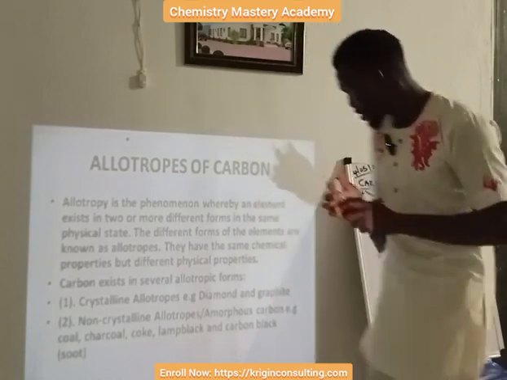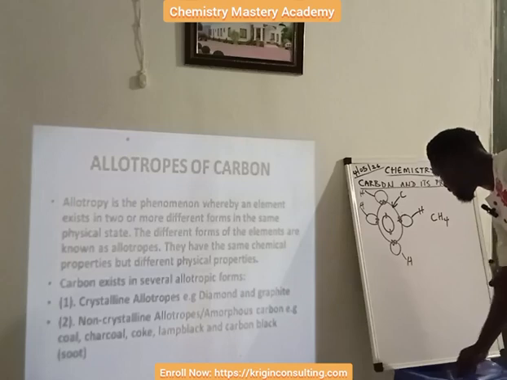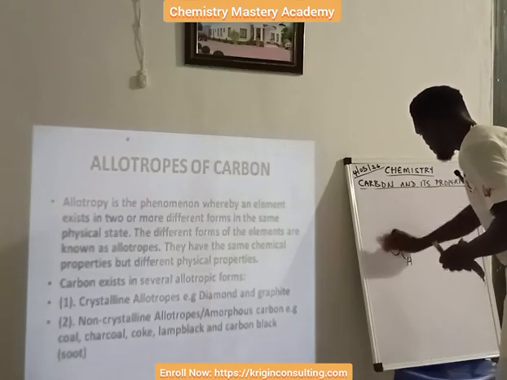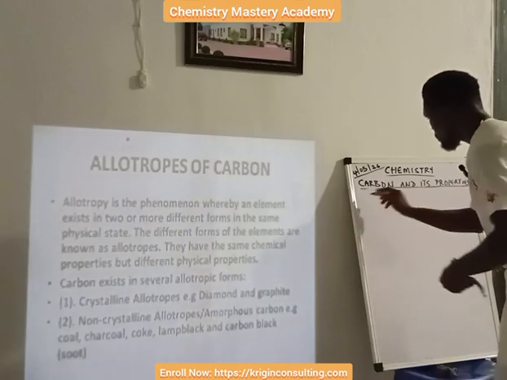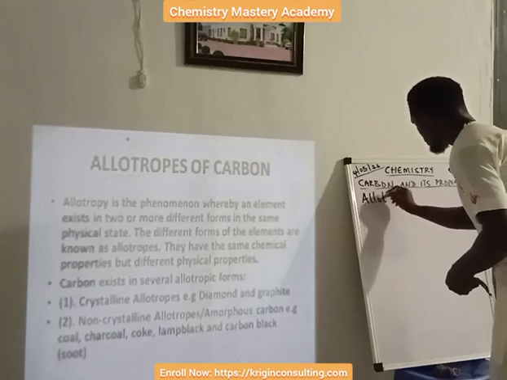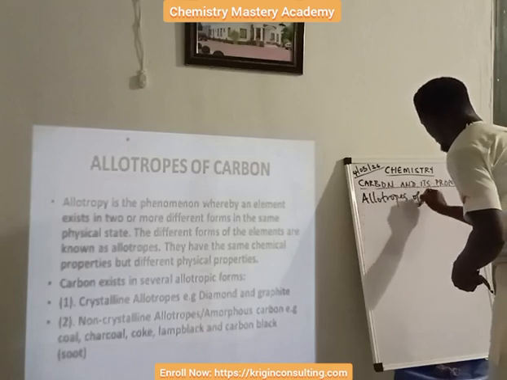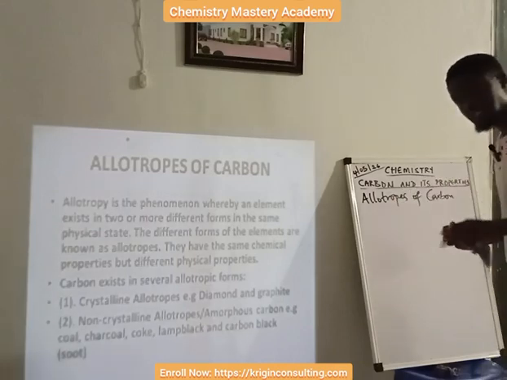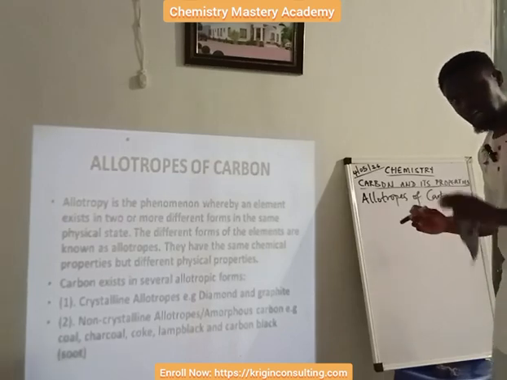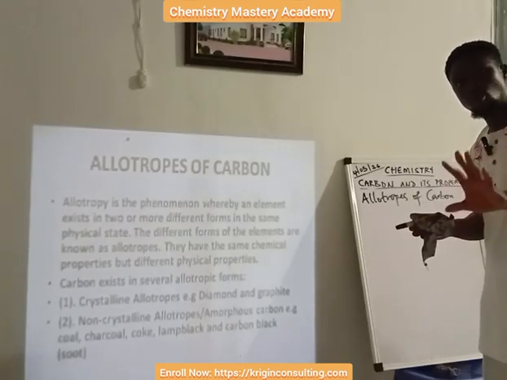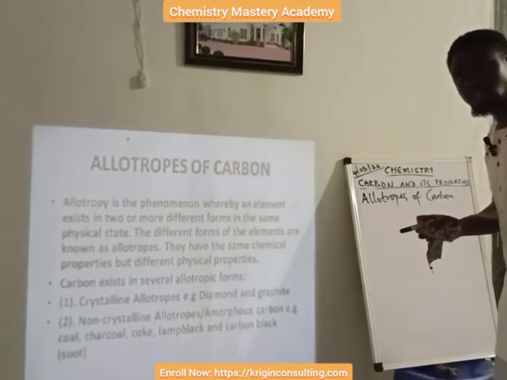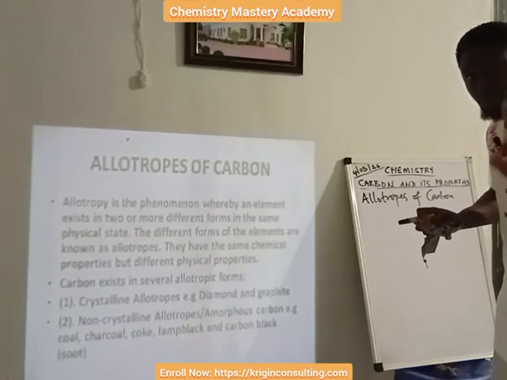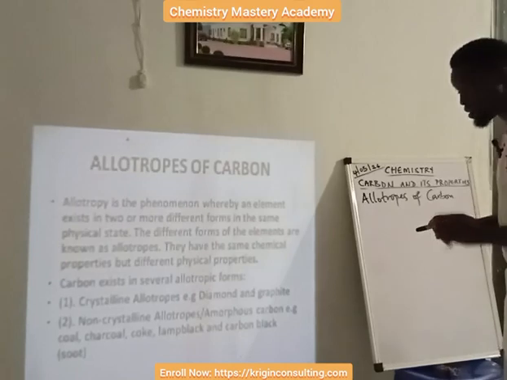Yes. Let's look at an instance now. So we are looking at the allotropes of carbon. Now, let's look at diamond. Now, diamond has the way it's arranged. Diamond and graphite fall under the crystalline allotropes of what? Carbon. Diamond and graphite fall under the crystalline allotropes of carbon. Let's look at how the particles are arranged.